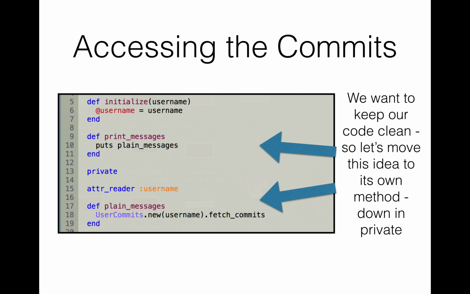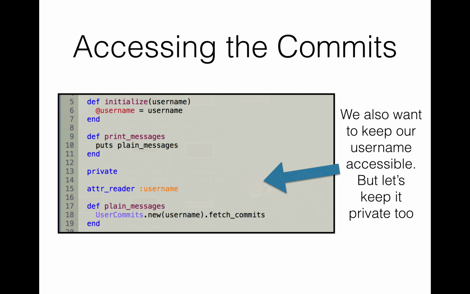We want to keep our code clean, again, so just like in UserCommits, we want to move this idea into its own method down in private. So on line 17, we're going to call plain_messages is UserCommits.new(username).fetch_commits. And then up at line 9, in our print_messages, we're just going to puts plain_messages. We also want to keep our username accessible, but we want to keep that private too.